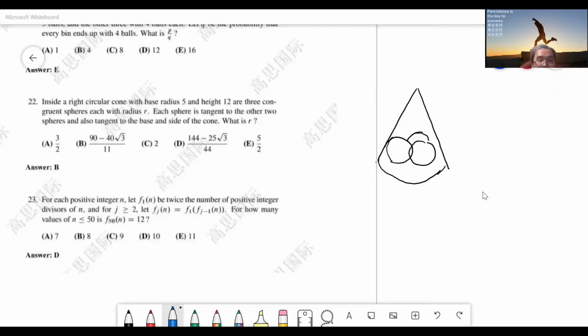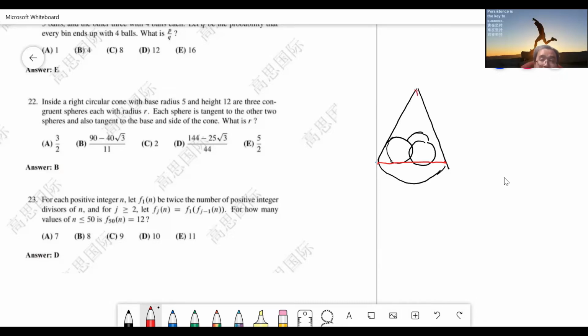Yep, we need to draw a good diagram. Here is a cone. We have 3 spheres inside this cone. So basically, here is the diagonal, the diameter of the base circle, right? You can think about a cross section here, through the middle.